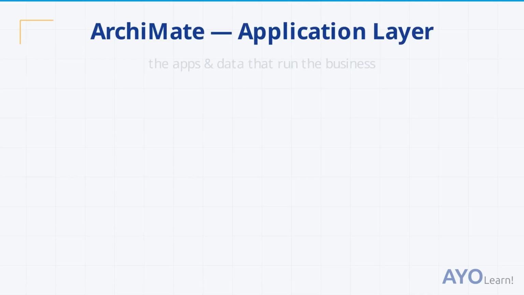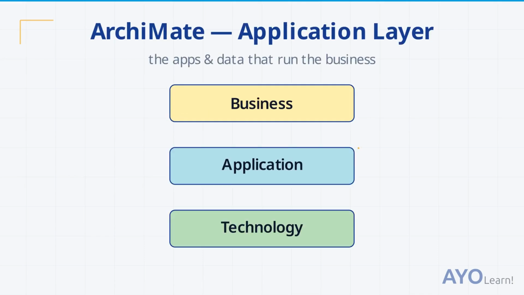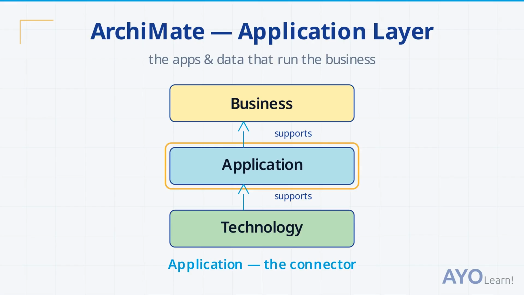Welcome to the application layer. It captures the apps and data that run the business. Application is the connector. It supports the business processes while being supported by the underlying technology.